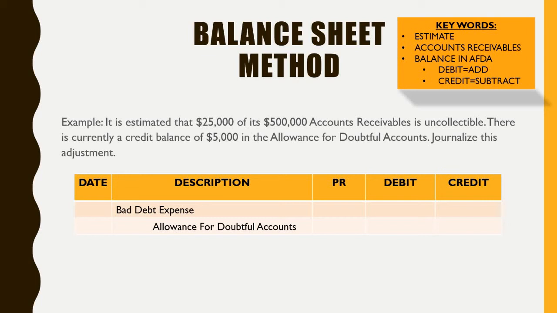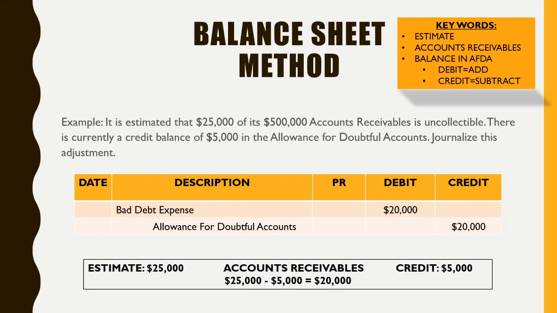Because there's already a credit balance in my allowance for doubtful accounts. I'm already $5,000 on the right side. I only need to get to 25,000. So in this case, you're going to subtract the two numbers to find the difference, and your answer will be 20,000 because you're already on the right side, 5,000. How many more do you need to get to 25,000? That's the key goal here.